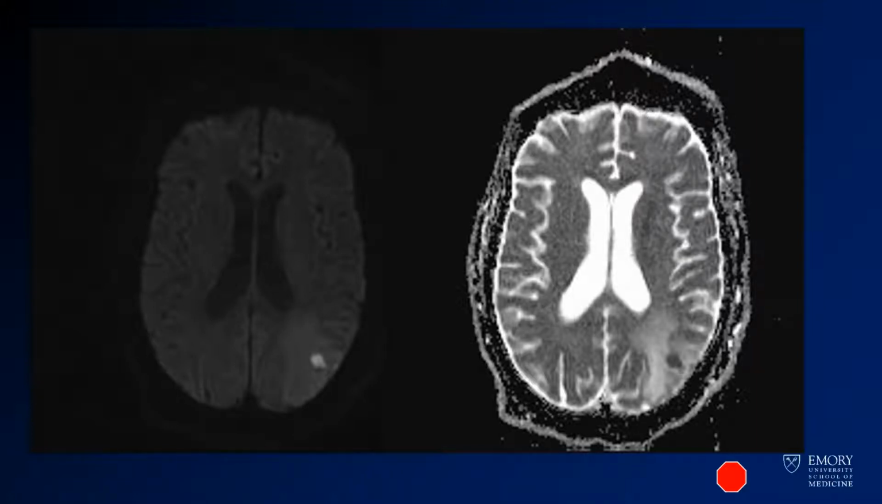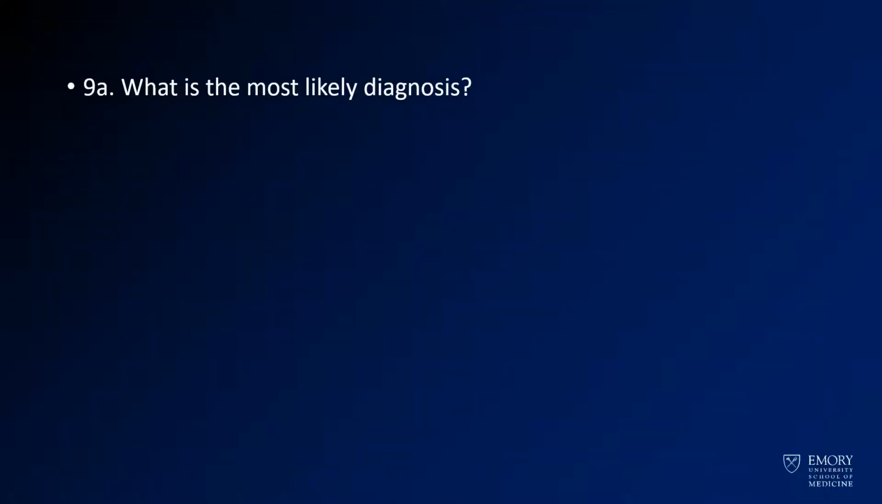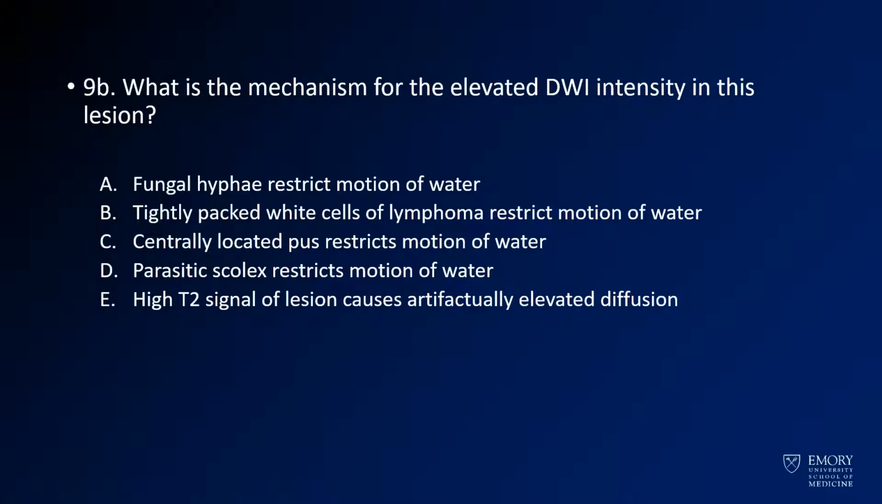So just think about that diagnosis for a second. Again, your question is, what is the most likely diagnosis? Your second question is, what is the mechanism for elevated diffusion intensity in this lesion? I'll give you a second to read those answer choices.